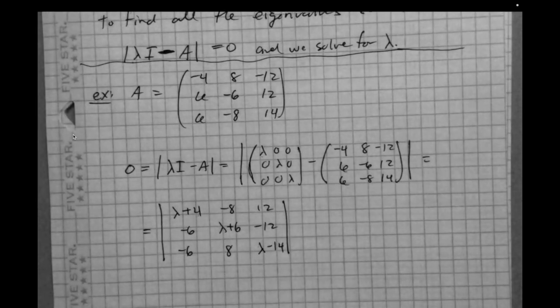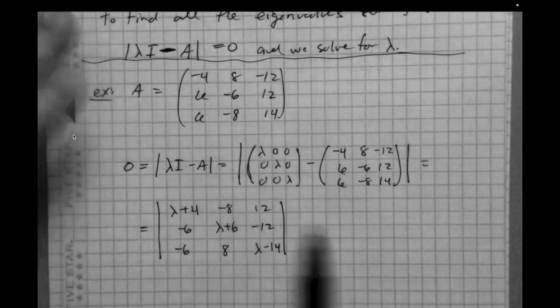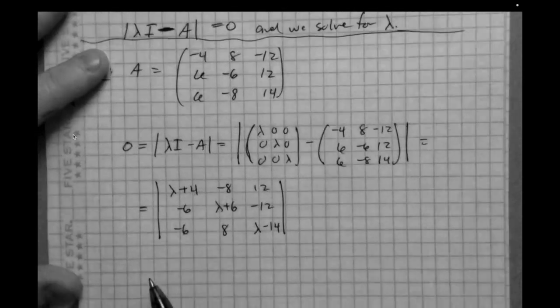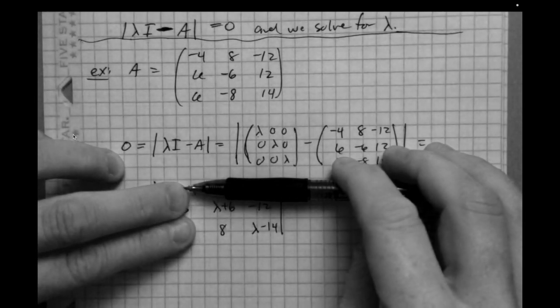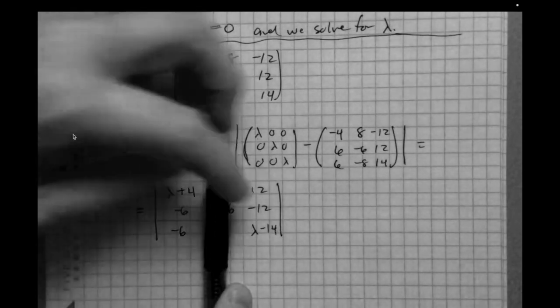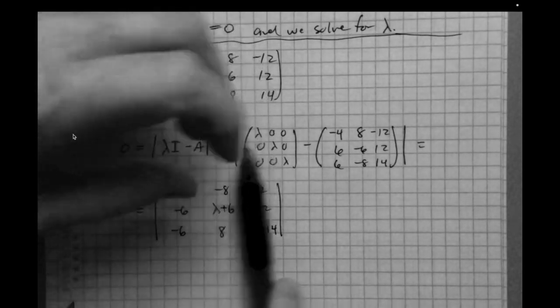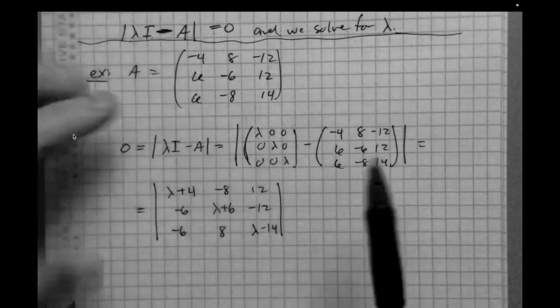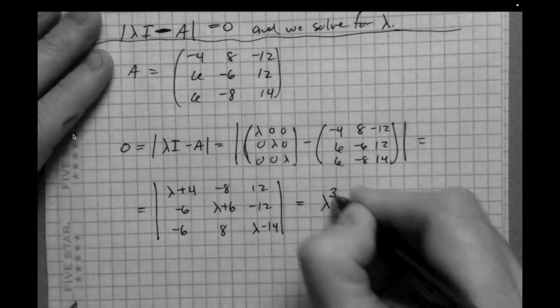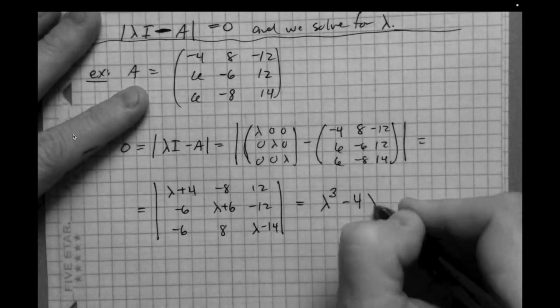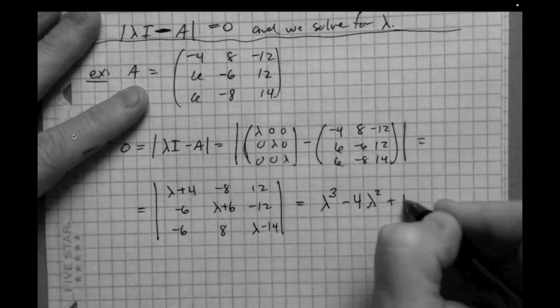Okay, we need to find the determinant of this matrix. Well, you just treat this like any old matrix and calculate the determinant. You'll use the regular formulas for the determinant. So you block that out, find the determinant of that submatrix, then block those two out, find the determinant of that submatrix, then block those two out, find the determinant of that submatrix. And when you do all of that, you get something that looks like this: lambda cubed minus 4 lambda squared plus 4 lambda.